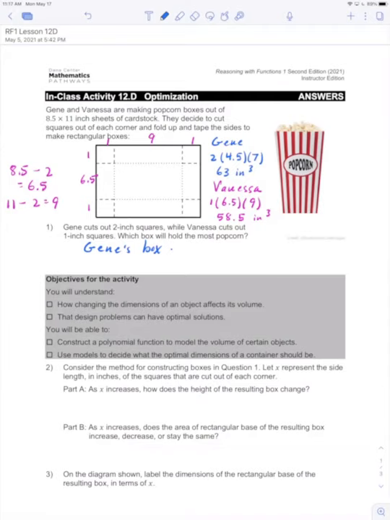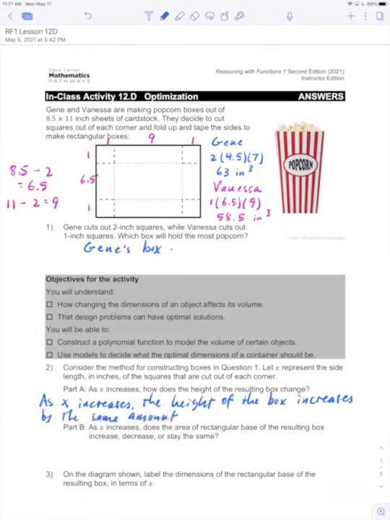2. Consider the method for constructing boxes in question 1. Let X represent the side length in inches of the squares that are cut out of each corner. Part A, as X increases, how does the height of the resulting box change? So as X increases, we could say the height of the box also increases by the same amount.